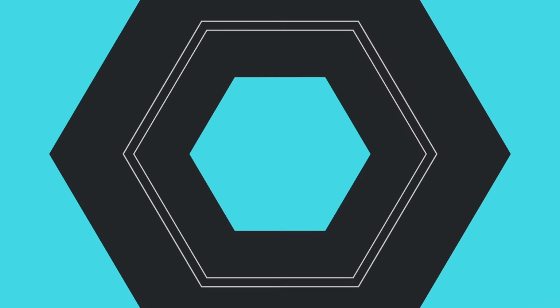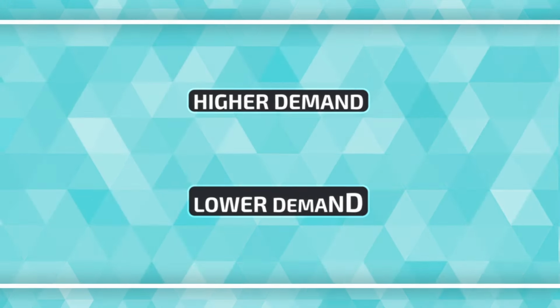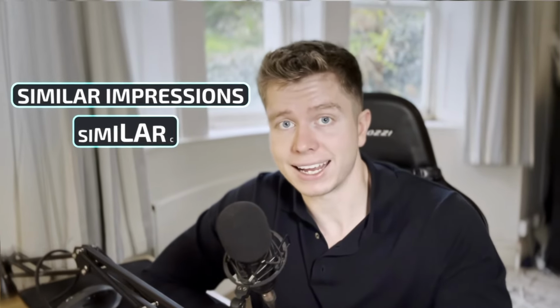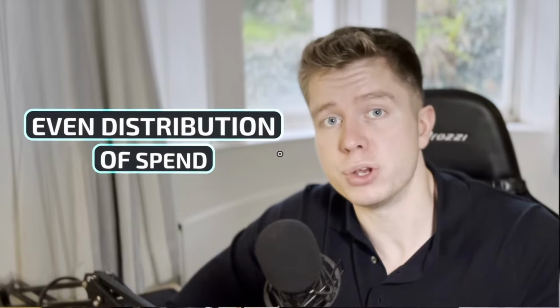As with all of our foundation strategies for Performance Max campaigns, we started with a higher demand, lower demand campaign split. This is based off the 80-20 Pareto principle. Now, the main reason we want to do this is because we want to house asset groups or product types which generate similar levels of impressions and clicks, so that each of our asset groups or product types can get an even distribution of spend.